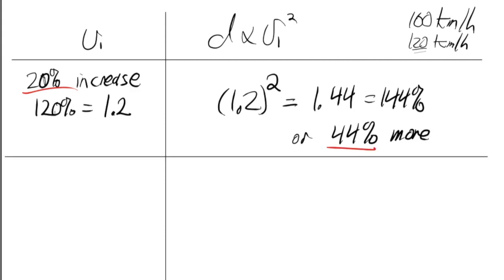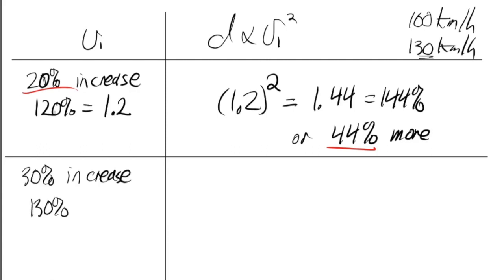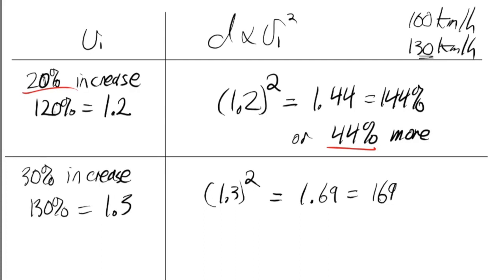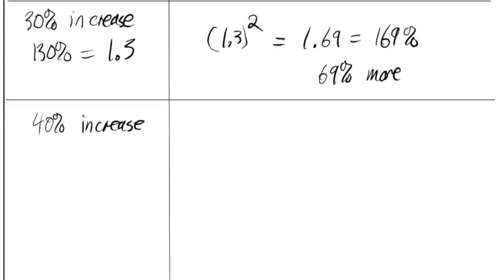So now let's talk about doing 130. So we're doing 130 kilometers an hour. Well, now that's a 30% increase, or 130%, which is equal to 1.3. Take that 1.3 and we square it. That gives us 1.69, which is equal to 169% or 69% more. So a 30% increase in your speed now translates to almost 70% increase in your stopping distance. And it gets worse the faster you go.